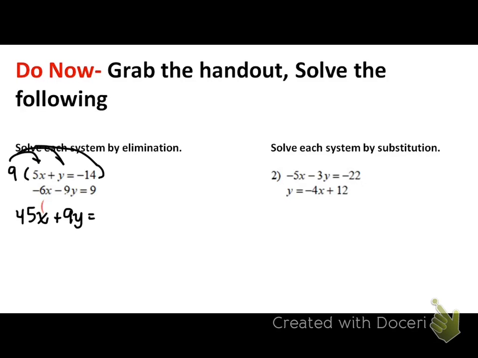Negative 14 times 9. What is it? Negative 126. So negative 126 on this. We're going to be able to simplify negative 6x. So I'm just going to rewrite everything so you guys can see it a little bit clearer.